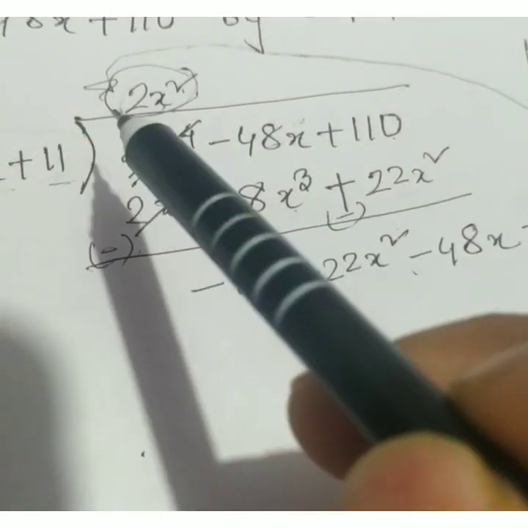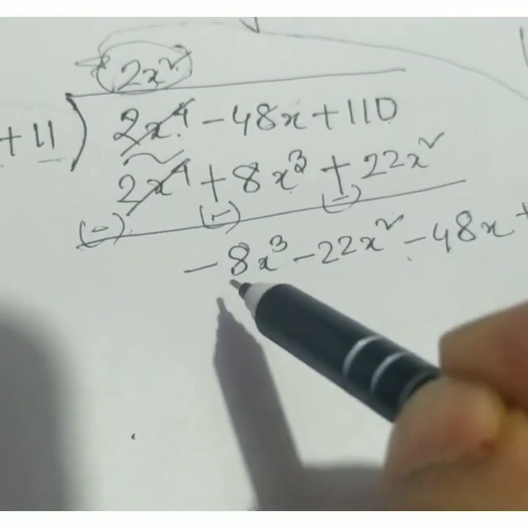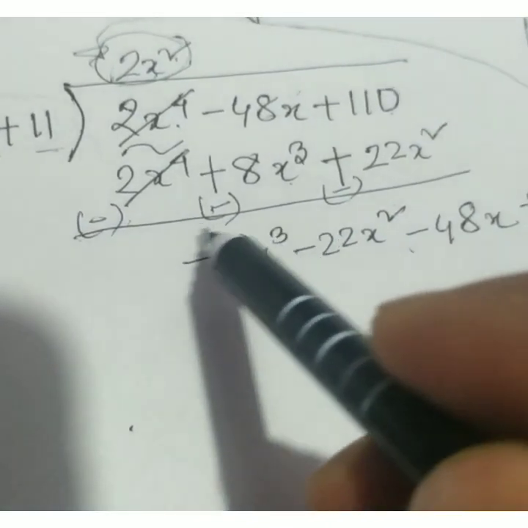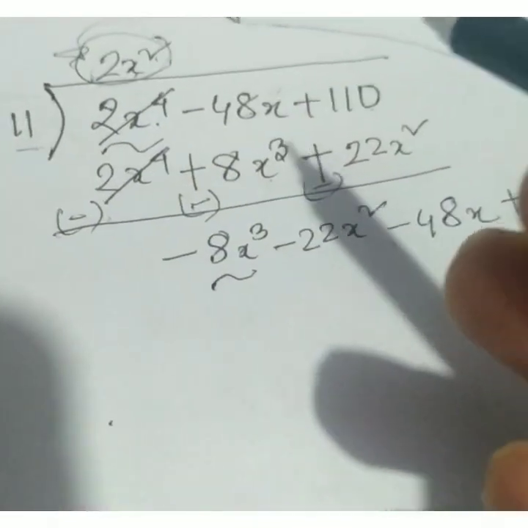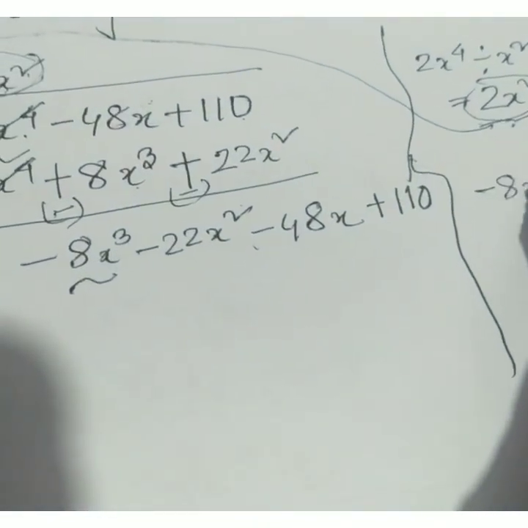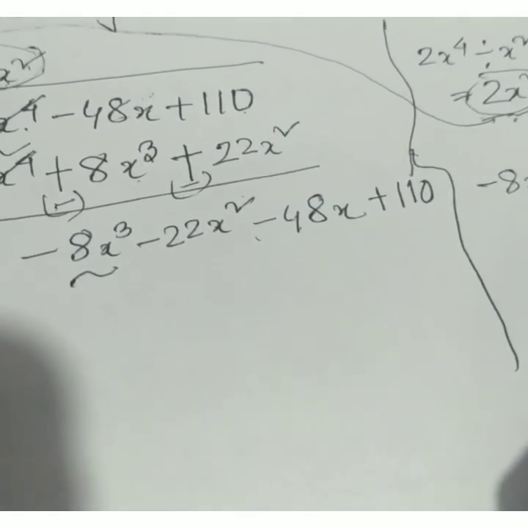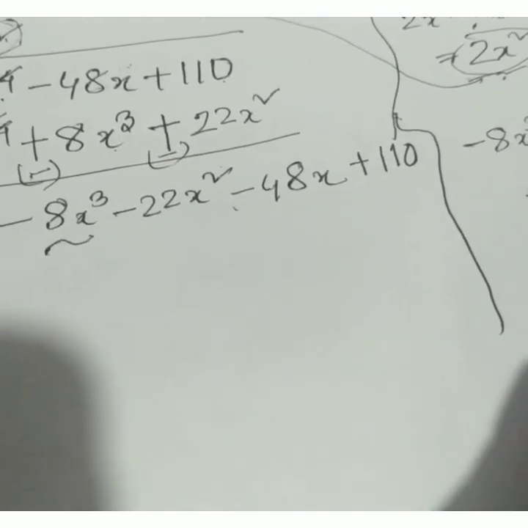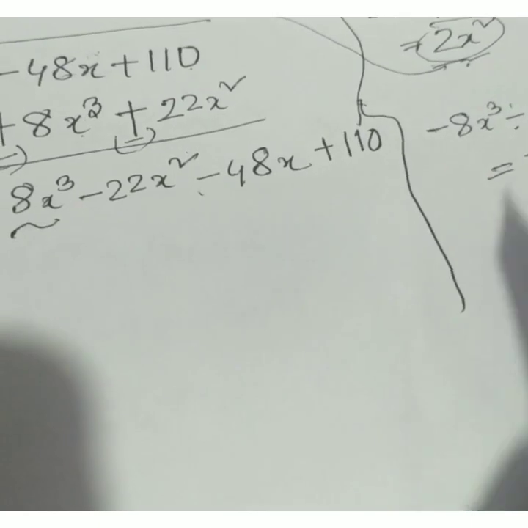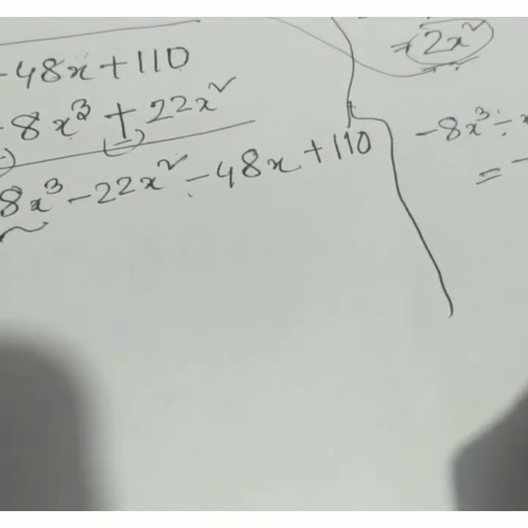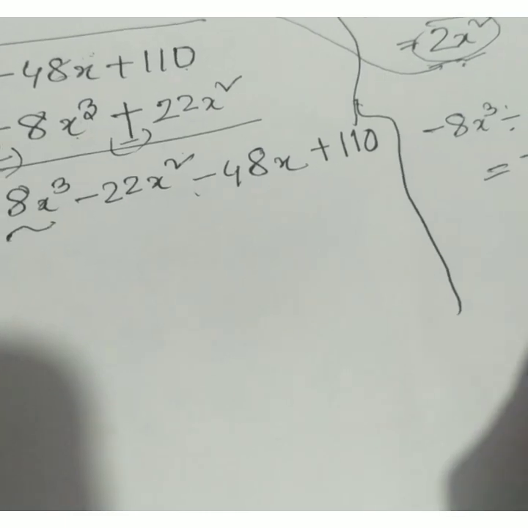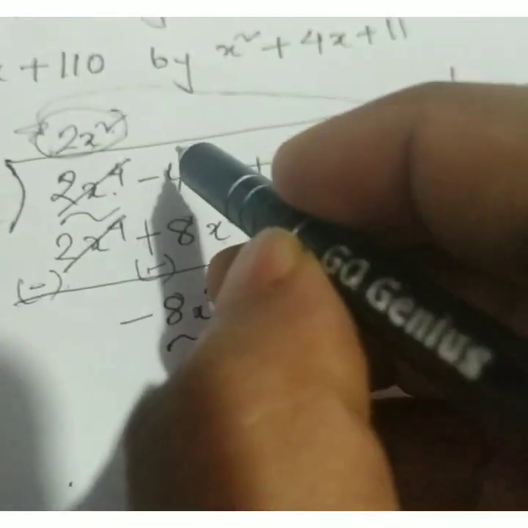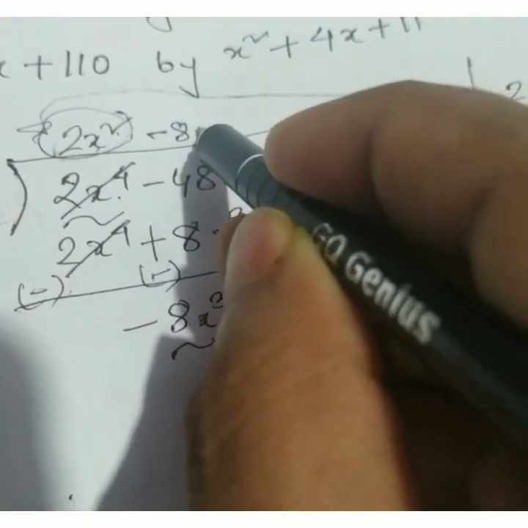Next, what shall we do? We need to consider this term and this term. So minus 8x³ divided by x² is what? First we need to find that out. Minus 8 stays as it is because it is not divisible. So let's write minus 8 as it is. x³ divided by x² is what? Just an x. So now we will write this as quotient. This goes up, minus 8x comes over here.